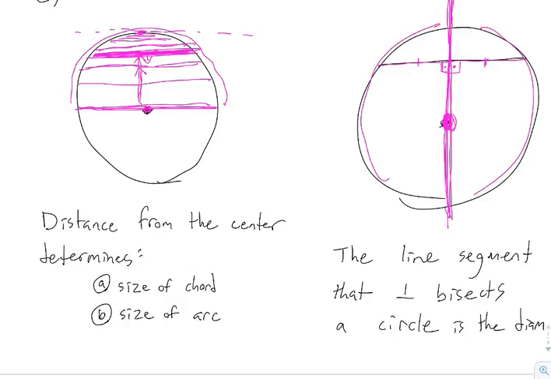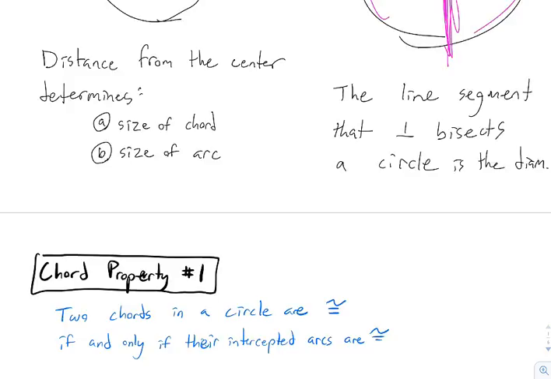Okay, so those are kind of the two big topics. The distance a chord is from the center sets its size. Further away from the center, the smaller that chord is. Closer to the center, the closer it is to the longest chord, the diameter. And then also, if I cut the circle in half, perpendicular to this chord, this perpendicular bisector is the diameter. Okay, and that one will kind of be this forward and backward, so we'll look at them separately. So we've got three properties, okay?